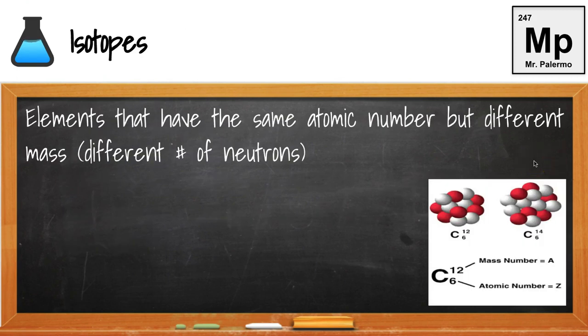So what is an isotope? Well, the word iso means same. So these are elements that have the same atomic number, that means the number of protons, but different mass. And that's a result of the fact that they have a different number of neutrons.